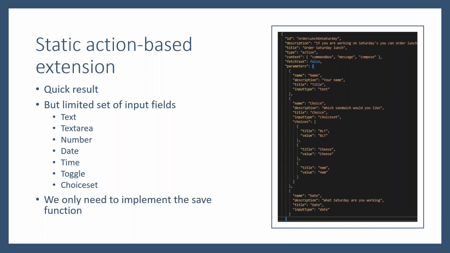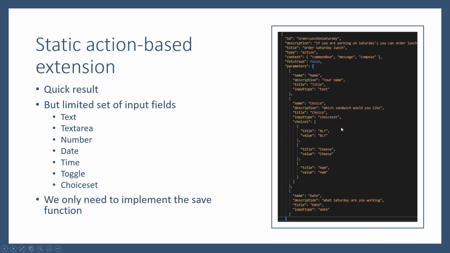You have quick results. Within 10 minutes of development, you have a result. Why? Because in our manifest, we give our messaging extension a title, an ID again, but this one is of type action. The other one was type query, this one is type action. So we give it the context, where does it have to show up: command box, message, compose box. We put the fetch task to false. That's something for later. We need it in the other action-based extensions, but in this one, we don't need it, so we put it to false.